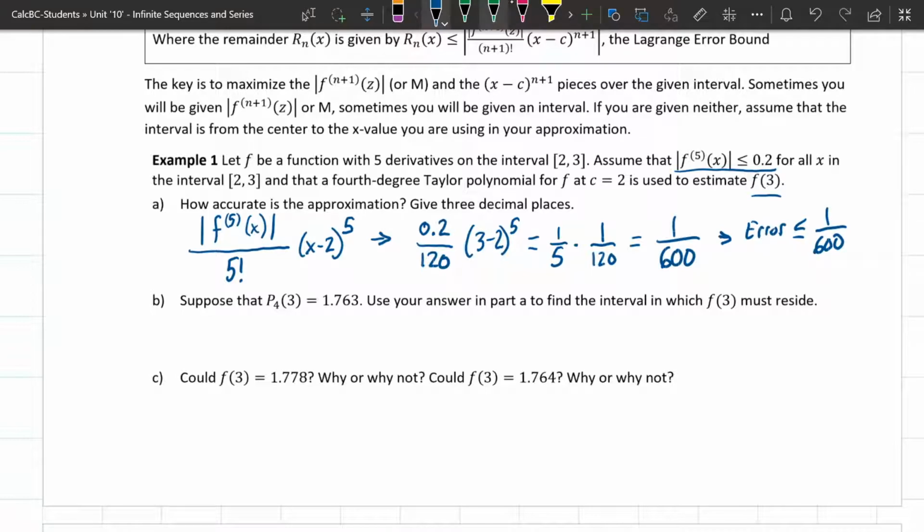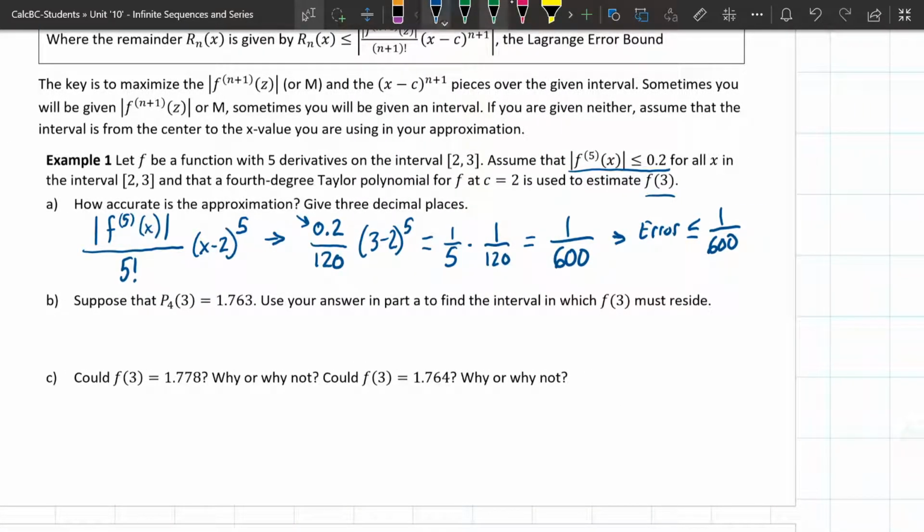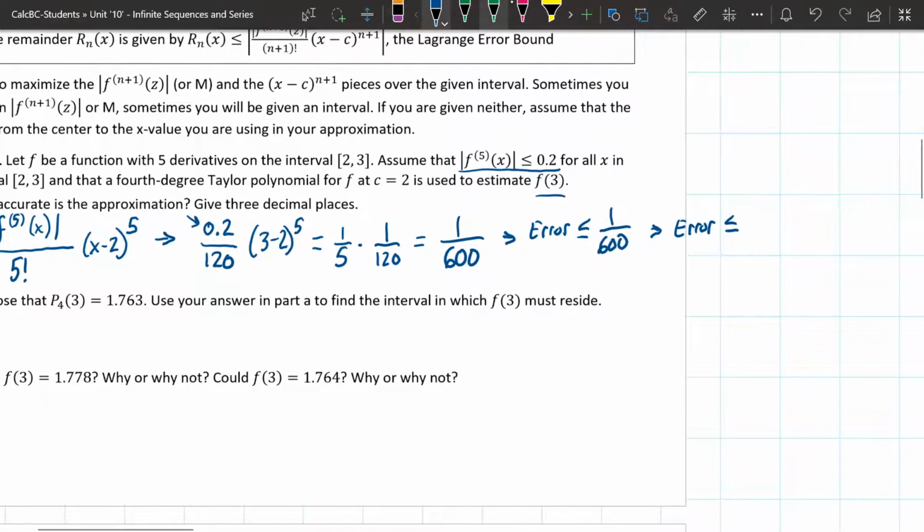Again, we used that maximum value, that M value there, to show that our error has got to be less than or equal to that. So it says in part A, give 3 decimal places. So we can say our error is less than or equal to 1 over 600, which rounded to 3 decimal places is 0.002.